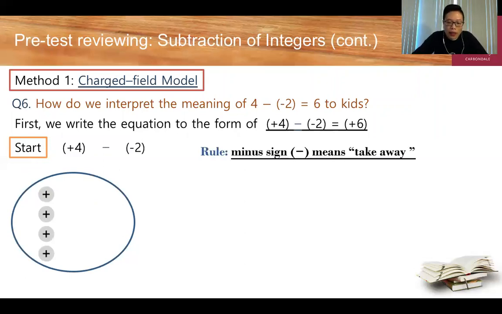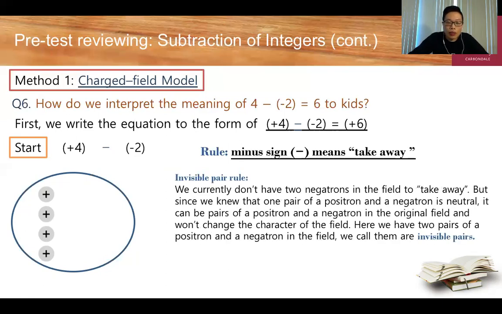4 positrons minus negative 2. Minus sign means we take away, right? We take away negative 2. We take away 2 electrons from the field. However, here you will find a problem. We currently don't have 2 electrons in the field to take away, right? So what can we do?